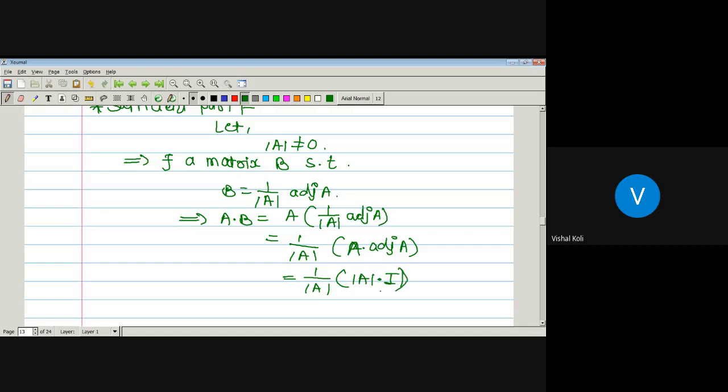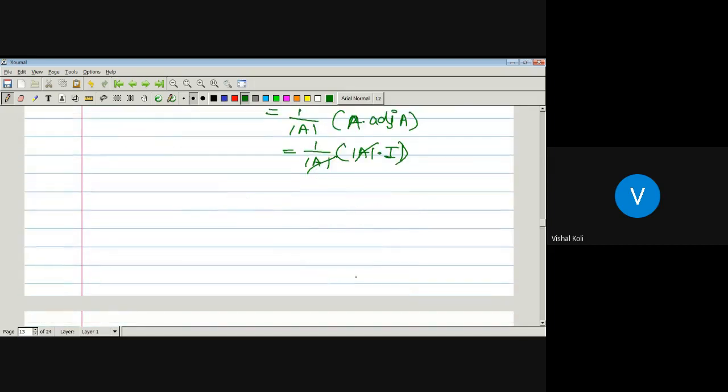And we know again determinant is an absolute value. As it is an absolute value, determinant of A gets cancelled, which implies A into B is equal to the identity matrix. And similarly, we can prove B into A is also an identity matrix. Similarly, B into A is equal to I.